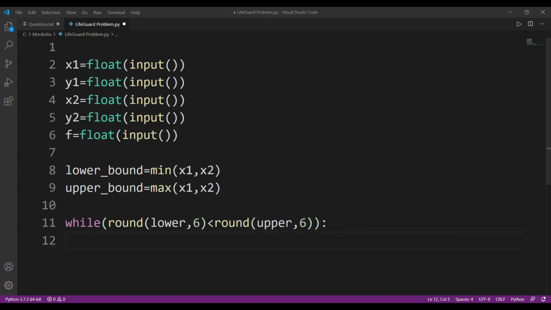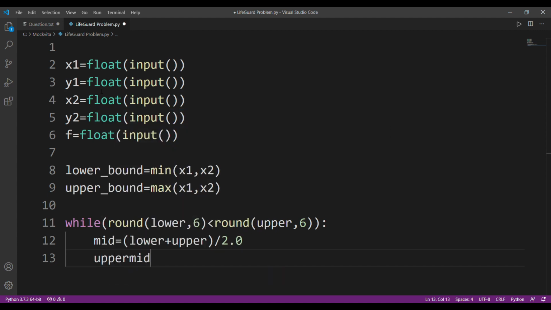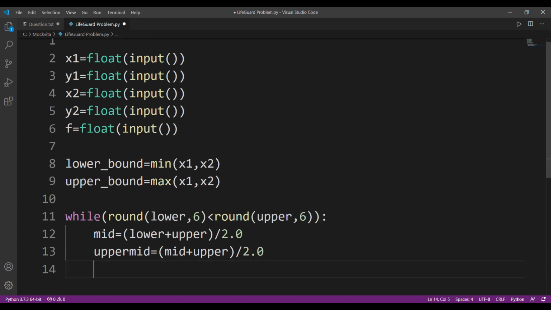Okay, great. Now we will calculate our mid. Mid will be equal to lower plus upper divided by 2.0. Now our upper mid will be equal to, since it's the upper mid, let's just make it mid plus upper divided by 2.0, and lower mid will be equal to mid plus lower divided by 2.0.